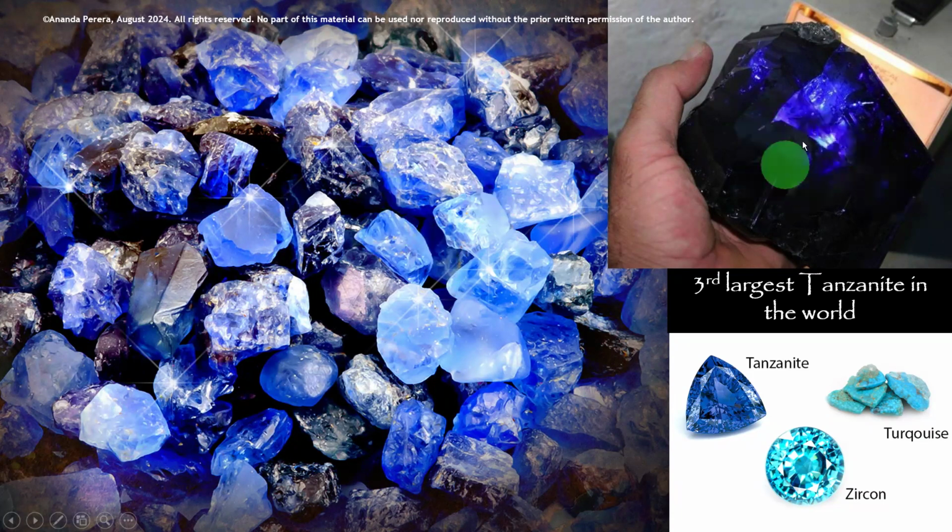This is the third largest Tanzanite in the world. Very good color, double A, double plus, extremely rare color. Here, Tanzanite, turquoise, and zircon are there to show the colors they are giving.